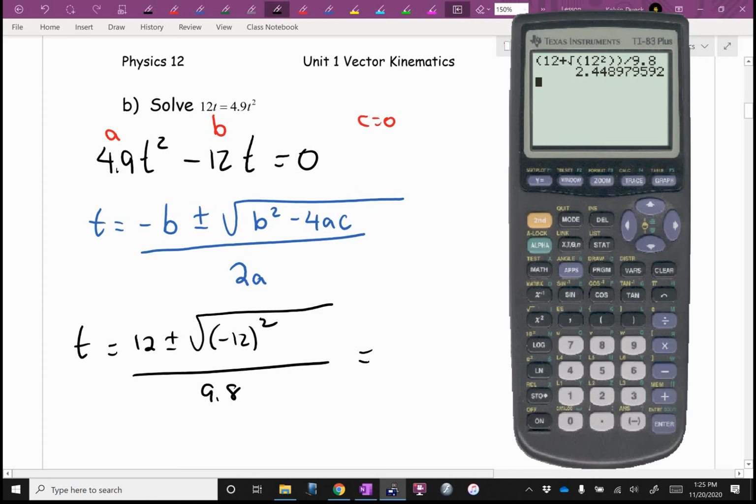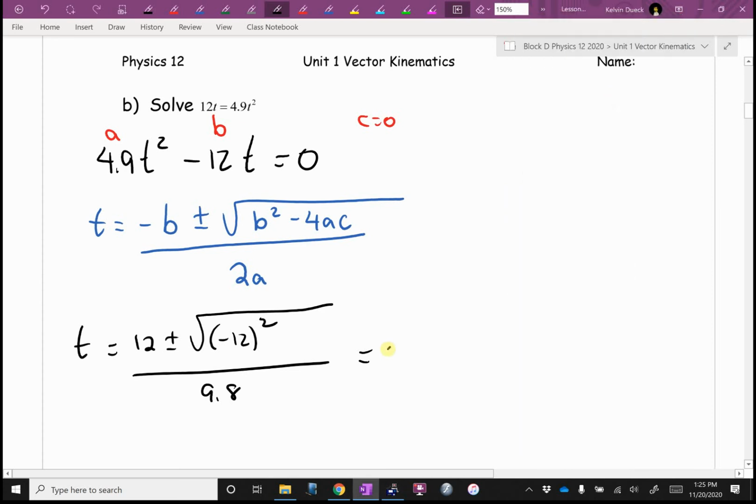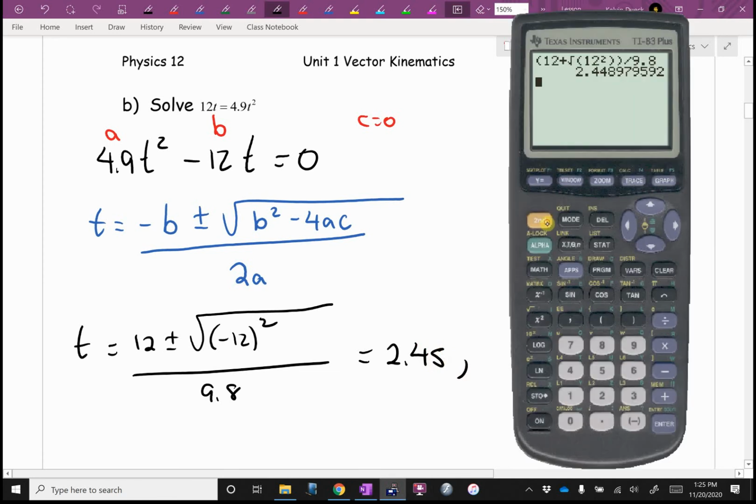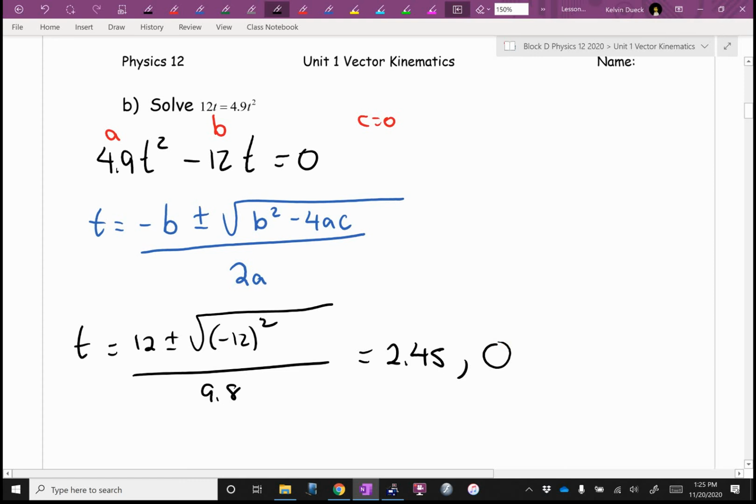How many sig figs? Well, 2 or 3 unless you know you're going to use it. If I know I'm going to use this to calculate something else, 5 or 6 sig figs. But for now, I'll go 2.45. Backspace. Change the plus to a minus. And I think you get exactly 0. Question, Karn? No? Okay.